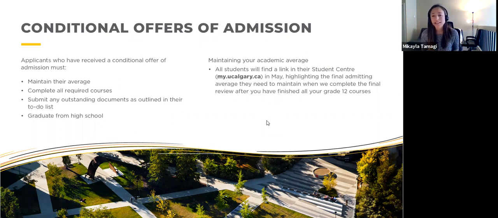And so what that means is that you are expected to graduate from high school, you're expected to complete all your required courses, and you are expected to maintain your average. And you would also have to provide some official documents to us once your high school is complete. So just keeping that in mind, you are able to use a conditional offer letter to apply for your study permit. So please don't hesitate to apply for that as soon as you get the conditional offer letter.